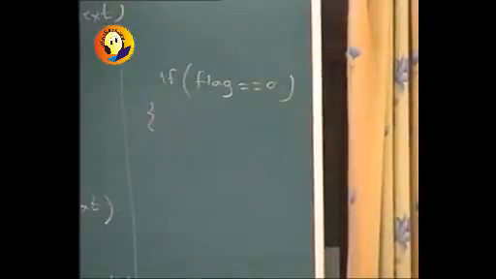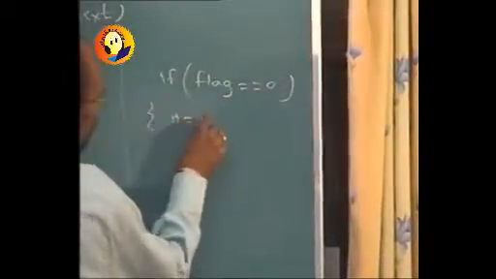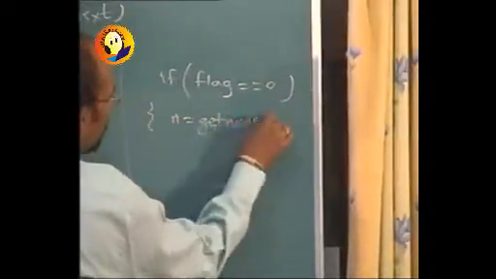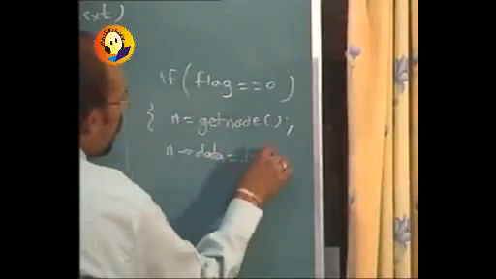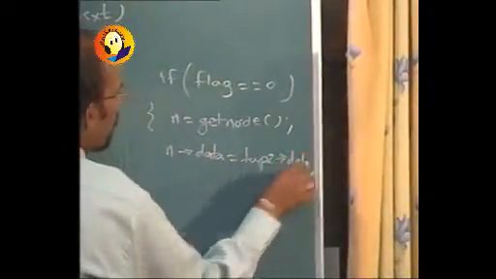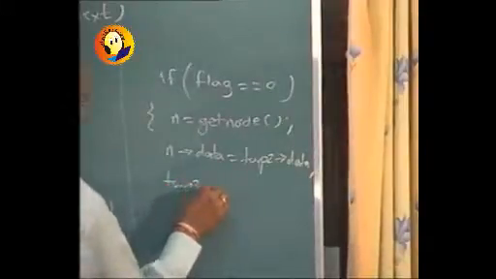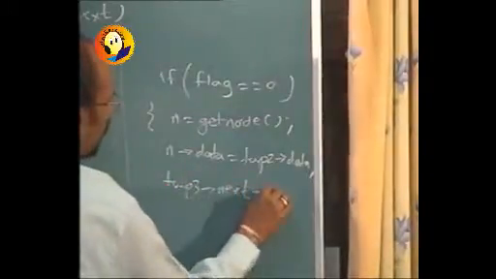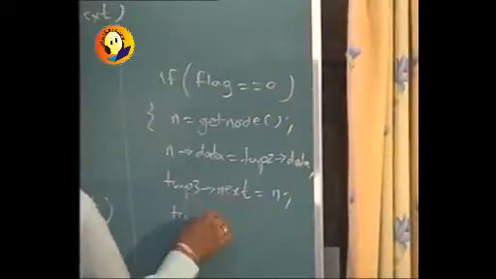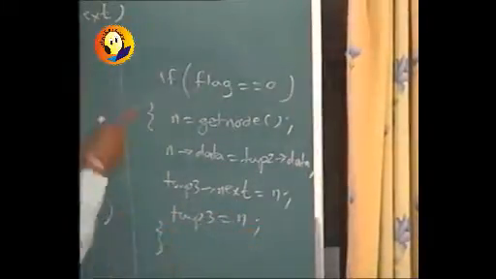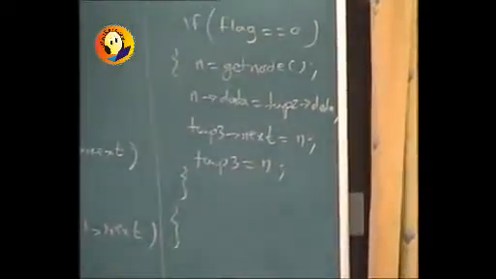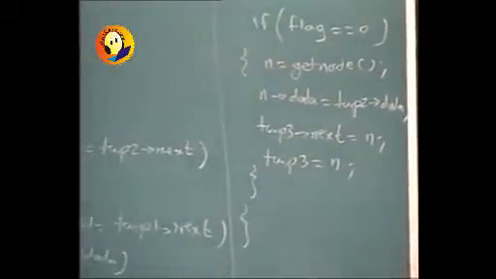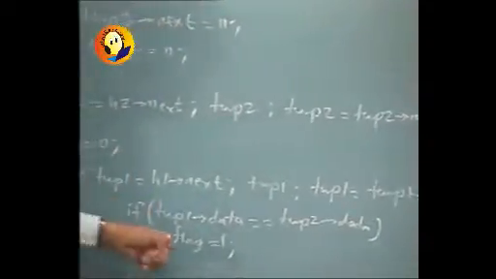Same 4 steps again, n equal to get node, n arrow data equal to temp 2 arrow data, temp 3 arrow next is equal to n, temp 3 equal to n, and then we will complete that for loop. Kya hua? Flag to hamesha, whenever you pick up a node from second list, flag will be set to 0 always. If it matches, it becomes 1.